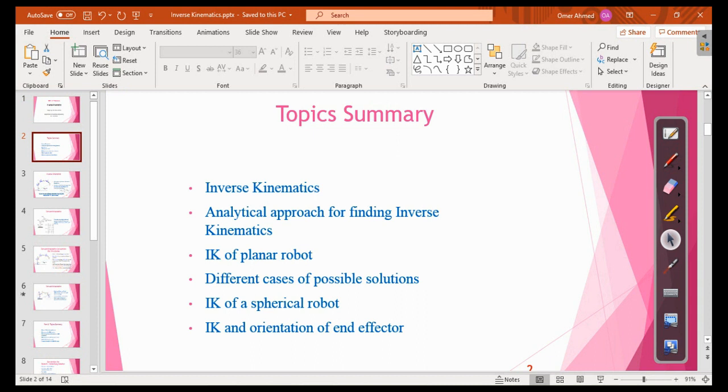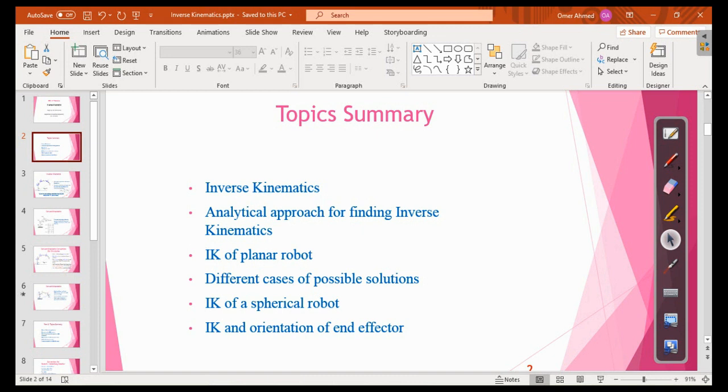Today's lecture is about computing inverse kinematics. As evident from the name, the problem of inverse kinematics is opposite to that of the forward kinematics. So we will start by revising what we had learned earlier and then move on to formally define inverse kinematics. In this lecture, our focus will be on developing analytical solutions for inverse kinematics problem.